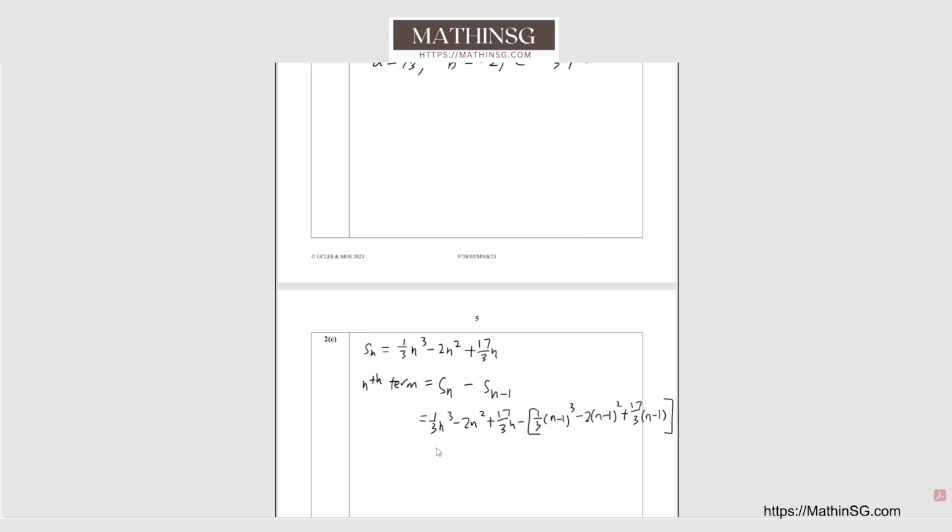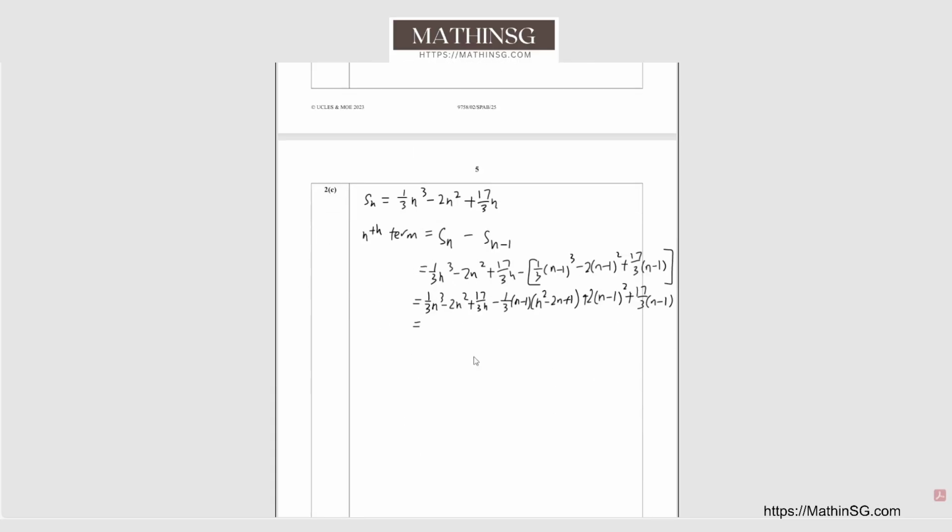After this, we need to do an expansion, right? So I'll expand this. This is n minus 1 and n minus 1 squared, right? N minus 1 squared is basically n squared minus 2n plus 1. Then I'll change this to plus 2 times n minus 1 squared, then plus 17 over 3 times n minus 1. So you just continue with the expansion, and you will get an answer of n squared minus 5n plus 8. So this is the nth term of this series.